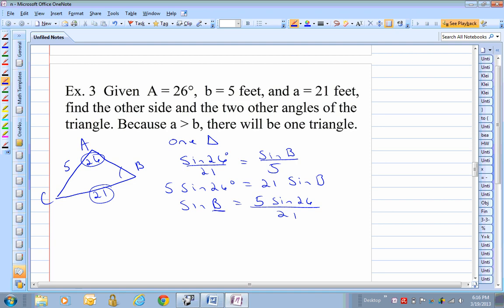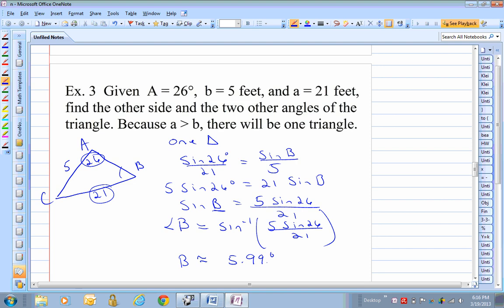To solve for an angle, remember this from before, you can't divide by sine. You have to multiply by the inverse. So angle B is going to be approximately the inverse sine of 5 sine 26 over 21. You put that in your calculator, and B will be approximately 5.99 degrees.